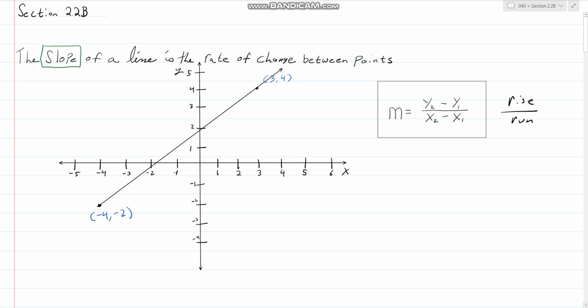So specifically, to find the slope between these 2 points, we can take y2, which I'm going to say is 4, minus the -2. There's a minus sign in the formula and a -2 in the point. For the x's, we have 3 for x2 and -4 for x1. There's subtraction in the formula, and then there's -4. So this is going to be 6 over 7. So the slope is 6/7. All right, that is the slope between those 2 points.